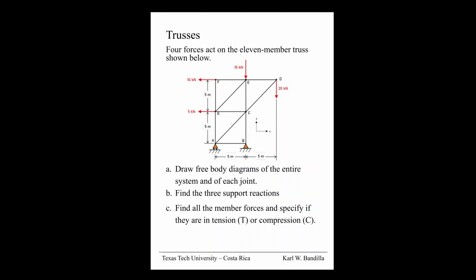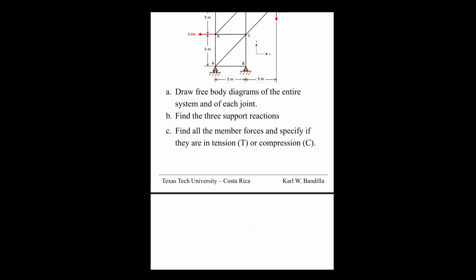This is another truss problem. Here we have a bigger truss now, not just 4 members, but now 11 members. And basically we're going to go through the same steps. We're going to do a free body diagram of the entire system, then of each node, of each joint, and then we're going to try and solve for all of our unknowns. So let's start with our free body diagrams.